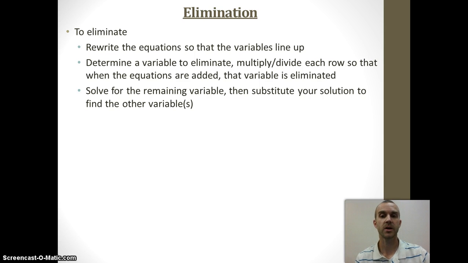We rewrite those equations so that the variables line up, and what we're going to do is determine what variable we want to eliminate in the equations, and we'll multiply and divide each row so that when the equations are added, that variable disappears or is eliminated. Once we solve for the remaining variable, we can then use that value to find the others.